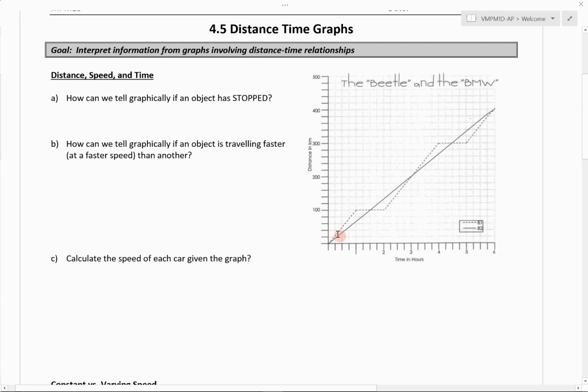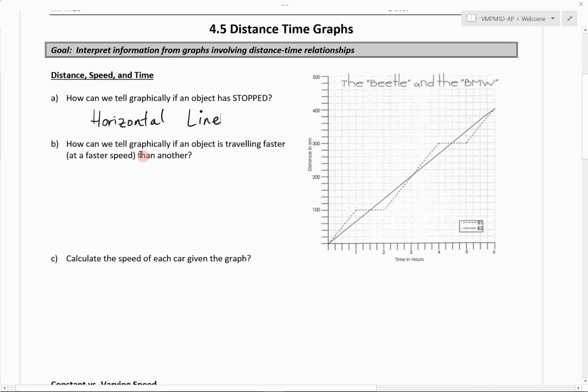But for the dotted line, notice how it goes up to 100 kilometers and it stays there for 1 hour. It stopped, and then it moves on after 2 hours. It moves up to a distance of 300 kilometers, and after 300 kilometers, it stops for another 1 hour. So when you see this horizontal line, that's when you know that the object has stopped. It's a horizontal line.